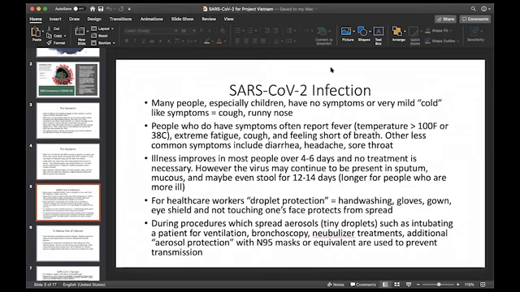In most people, this improves over 4 to 6 days, and no treatment is necessary. But the virus may continue to be present in sputum, mucus, and in stool, even for about 12 to 14 days, longer in people who've been sicker or in people who've been treated with prednisone or other immunosuppressive agents. It's likely but not proven that these people who have recovered from COVID-19 infections are immune. We don't know yet. It hasn't been shown. There have been a few reports of so-called recurrent infection, but they really haven't been borne out.